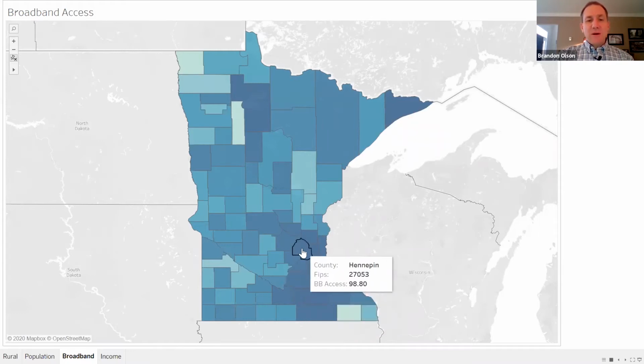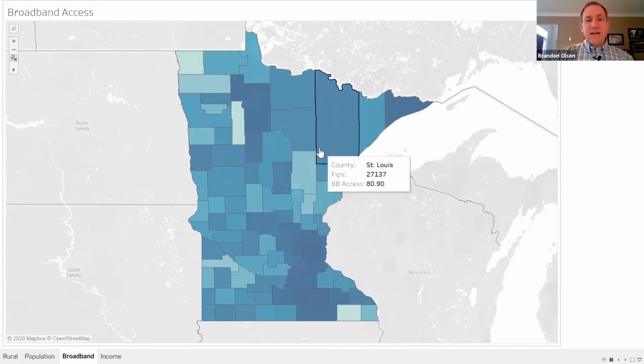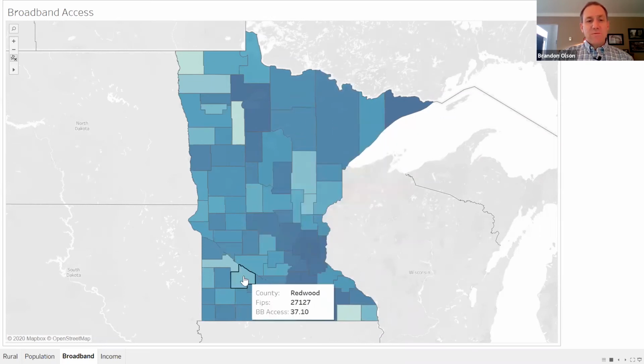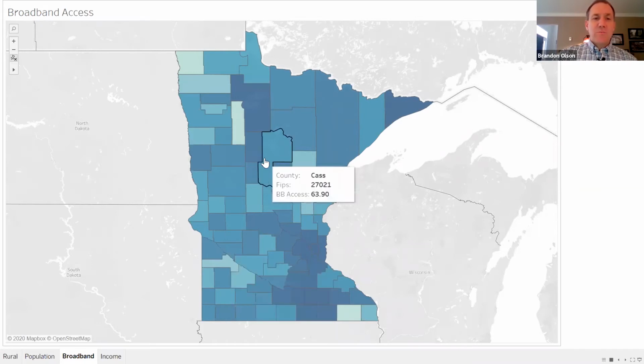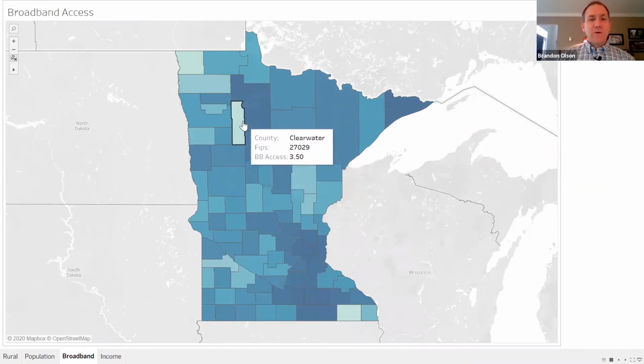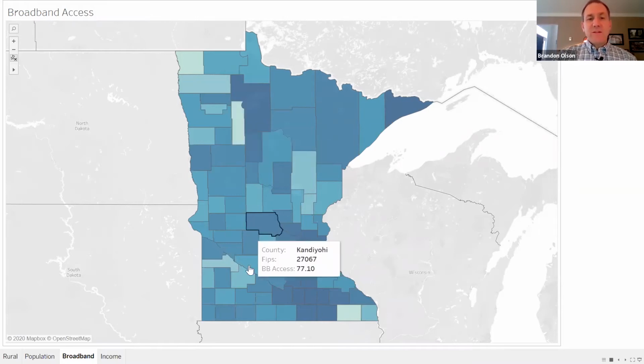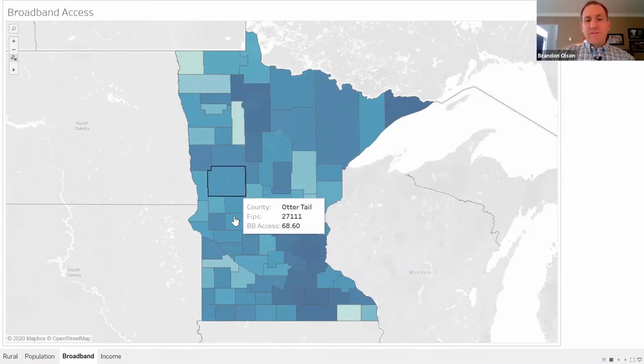So there are large areas of the state that have good access to broadband, but there's also some areas which broadband is a little more sparse. 37.10% of the people in Redwood County have access to broadband. Up here in Clearwater County, only 3.5% of the population has access to broadband internet. So there are some significant differences, but it's not necessarily based on the population density, where the larger population of the state exists. It's spread out more than that.